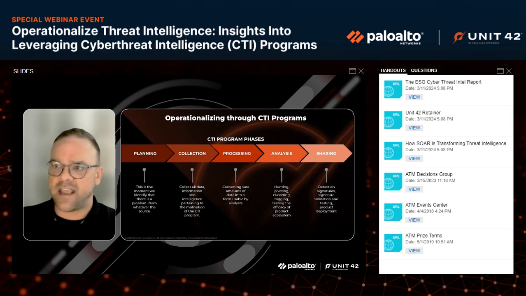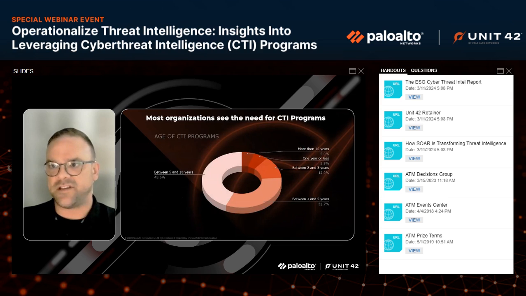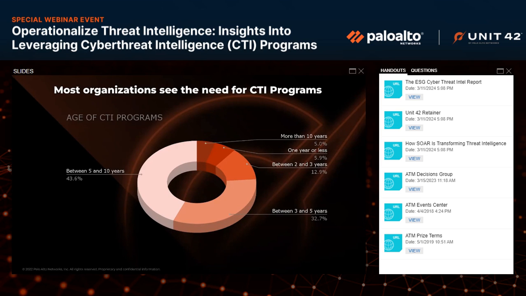So that's just taking a brief look at operationalizing through the CTI programs, specifically, again, aligning to the threat intelligence lifecycle. So if we continue on, now let's go ahead and just look at one additional place that's of key interest from our findings. One thing that we like to hone in on is examining how long CTI programs have been active inside of organizations.